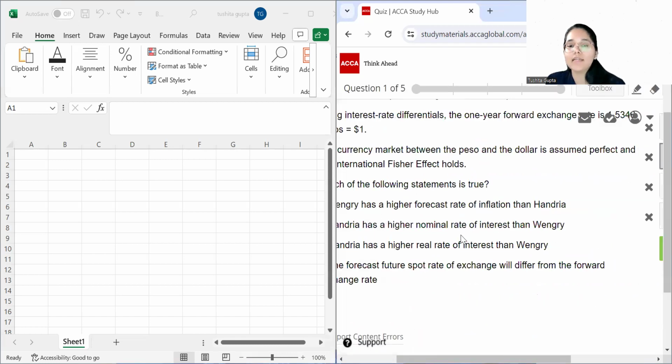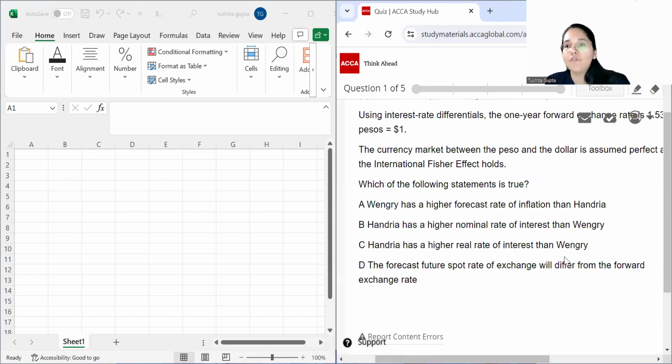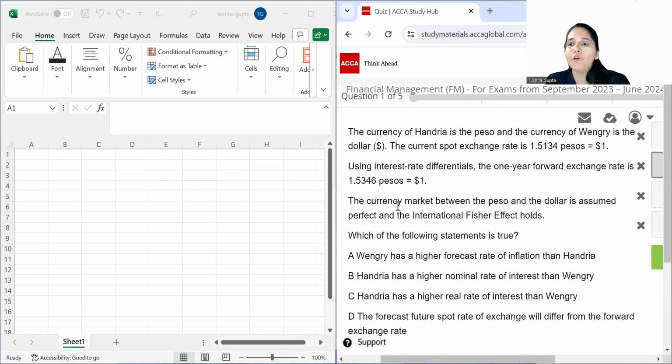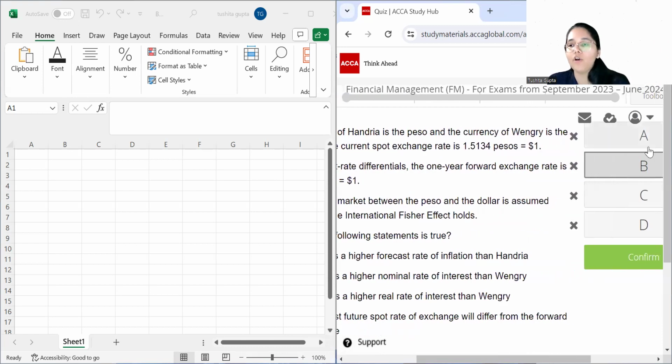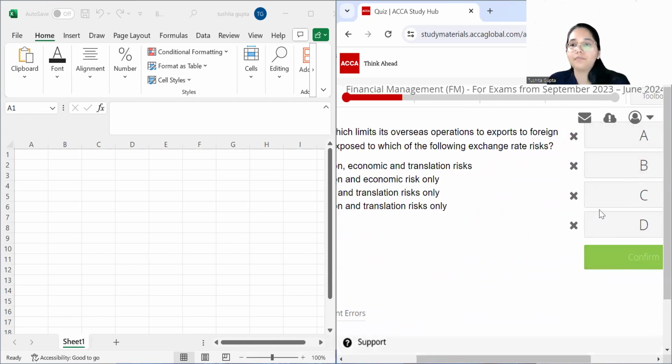Now let us go to other statements as well. Option C: Hungary has a higher real rate of interest than Hungary. Whenever inflation is higher, my real rate is going to be lesser. That is why option C cannot be the answer. Then option D says the forecast future spot exchange rate will differ from the forward exchange rate, but that is not true. We have predicted this right now, and after 1 year, the exchange rate is going to look like this itself. So there's not going to be any difference between the future spot rate and the forward exchange rate. So we go with option B as our answer.